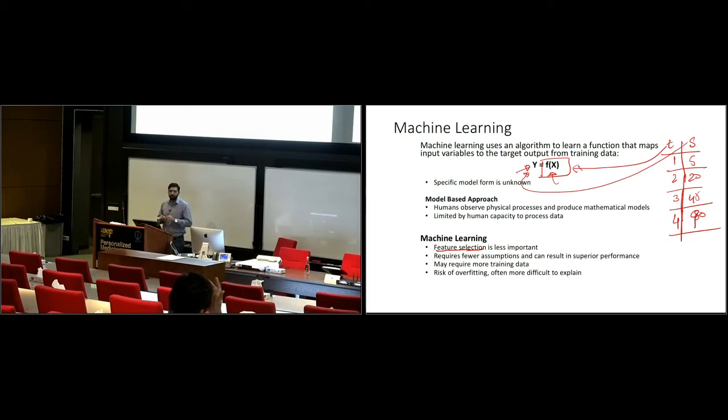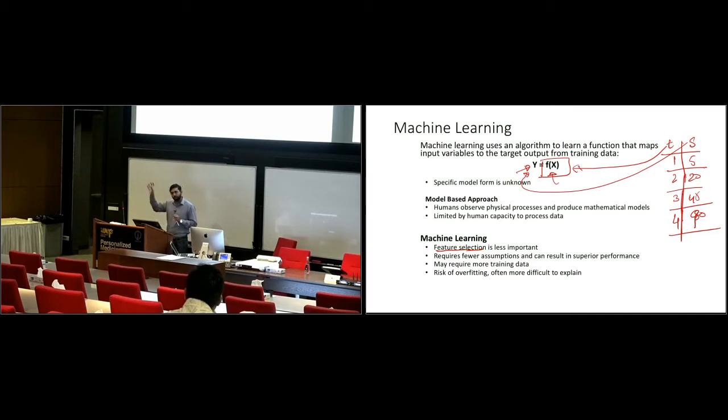Again, it requires fewer assumptions. Basically, what you need is just the input and output of a system, and more likely than not, you would be able to learn what the system is. Okay. The third thing, which is a drawback, is that it requires more data.